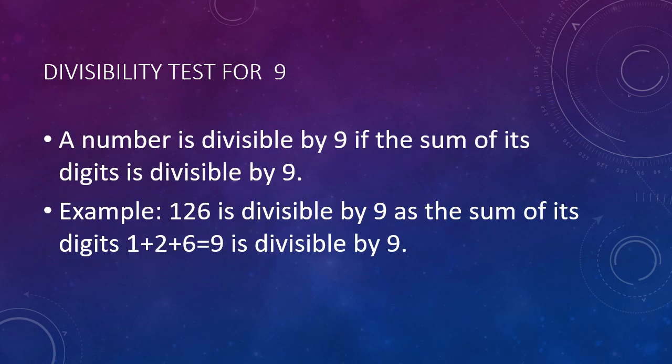Divisibility test for 9. A number is divisible by 9 if the sum of its digits is divisible by 9. Example, 126 is divisible by 9 as the sum of its digits 1 plus 2 plus 6 is equal to 9, which is divisible by 9.